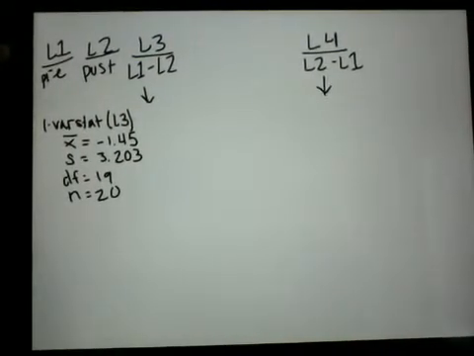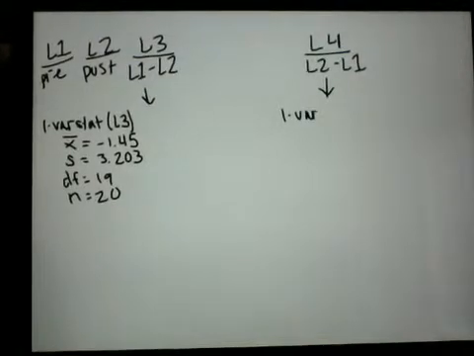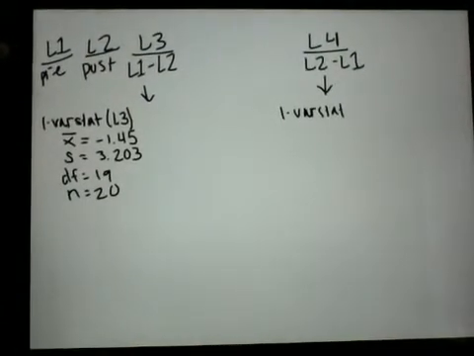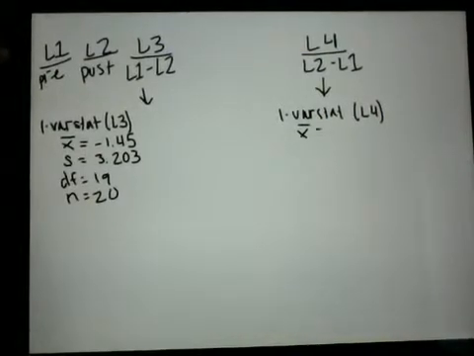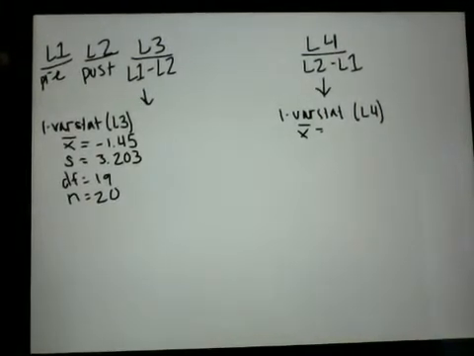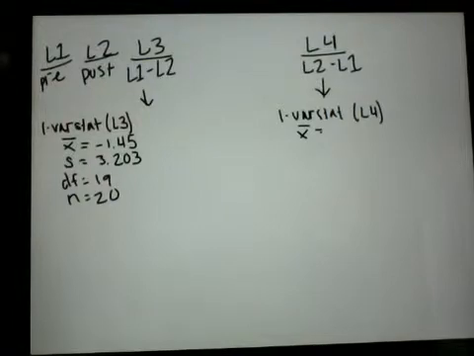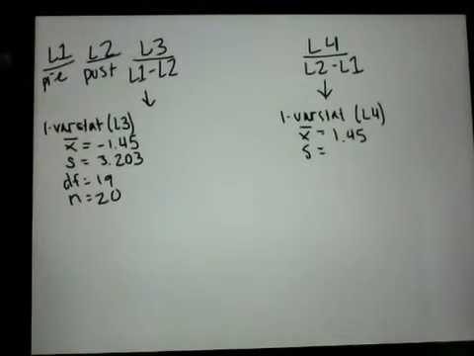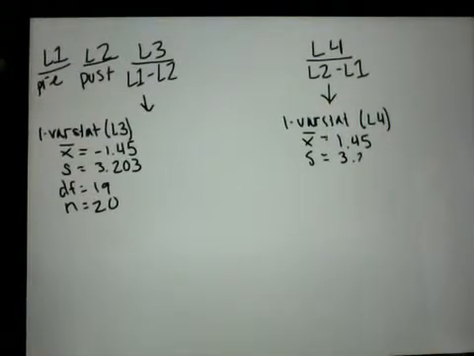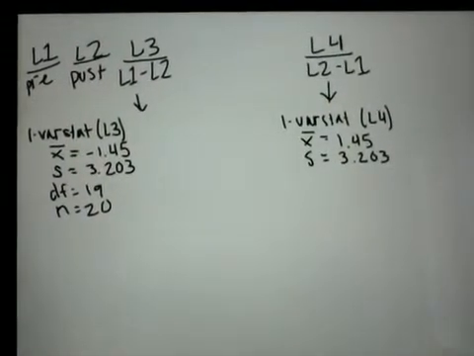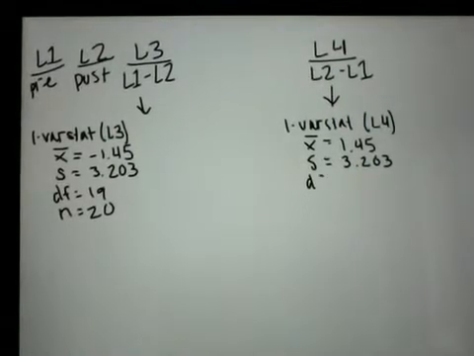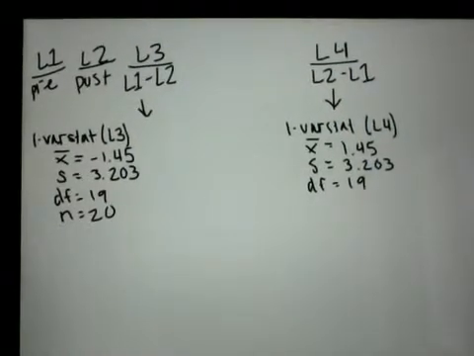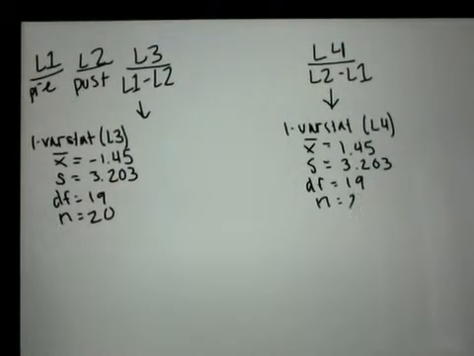Now, similarly, if I do one var stat of list 4, I'm going to get an x bar of 1.45. Standard deviation is going to be the same. It should make sense that regardless of the order I subtract, it's still spread out the same amount. Degrees of freedom is still 19 because my n is still 20.